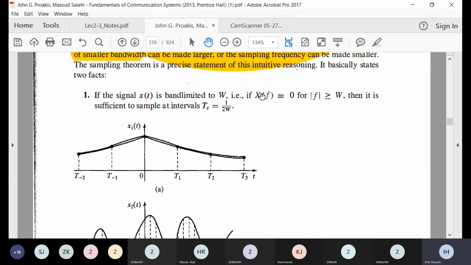So if the signal is band limited to W, from minus W to plus W, and the spectrum is 0 for all frequencies greater than or equal to W, then it will be sufficient that our sampling interval is 1 over 2W. We will be going through its proof, but here we just want to visualize.